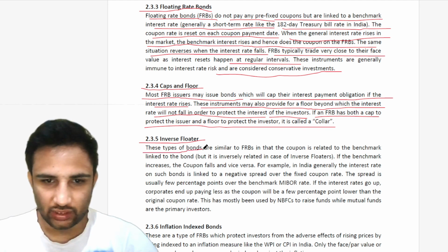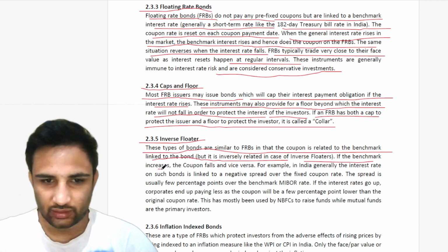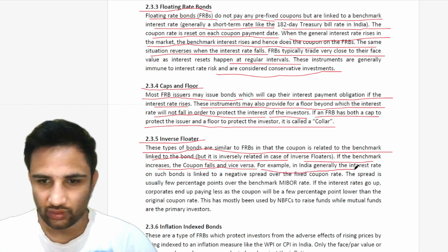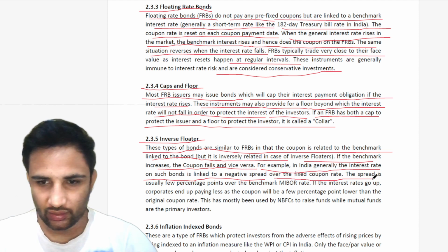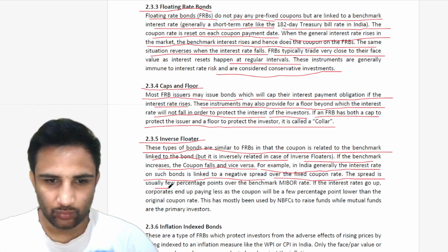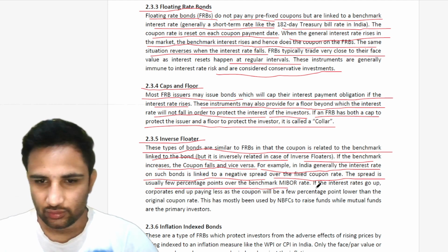These types of bonds are similar to FRBs in that the coupon is related to the benchmark linked to the bond, but it is inversely related in case of inverse floaters. If the benchmark increases, coupon falls and vice versa. For example, in India, generally the interest rate on such bonds is linked to a negative spread over the fixed coupon rate. The spread is usually a few percentage points over the benchmark MIBOR rate.